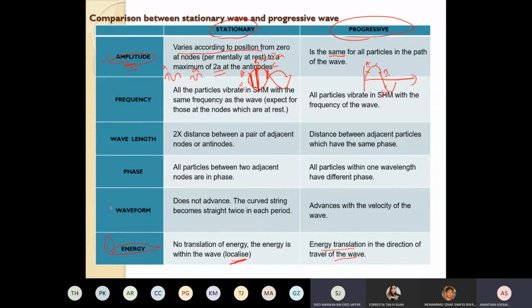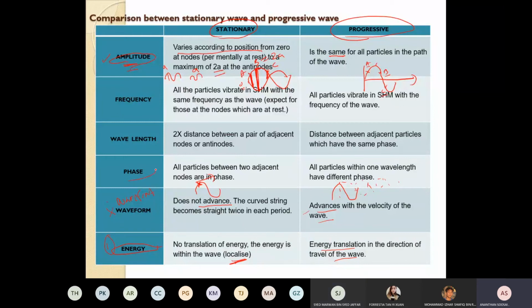Okay, and the second one, waveform, or we can say the wavefront. For a stationary wave, the wavefront does not advance. As I said just now with the water wave, the crest at the point where the nth node happens does not move forward, does not advance. For a progressive wave, the wavefront will move forward. The pattern will move forward. Okay, so that's the second one.